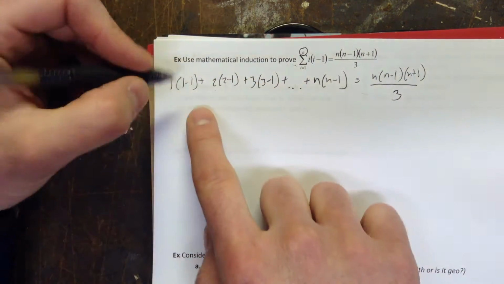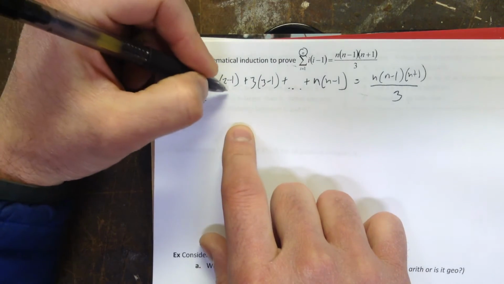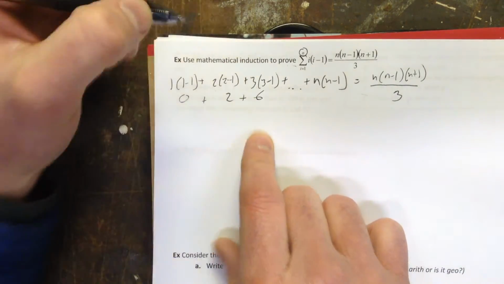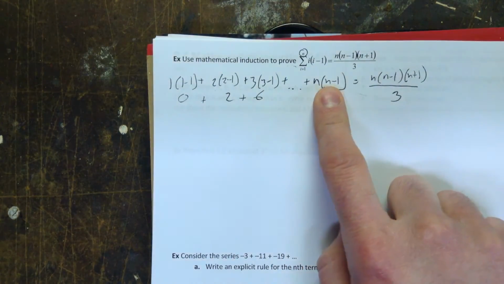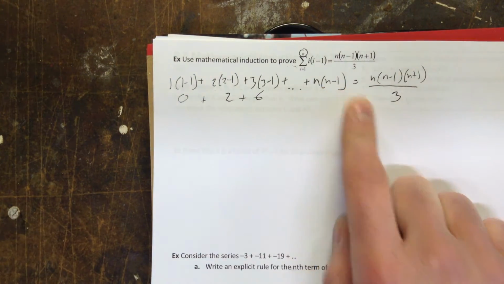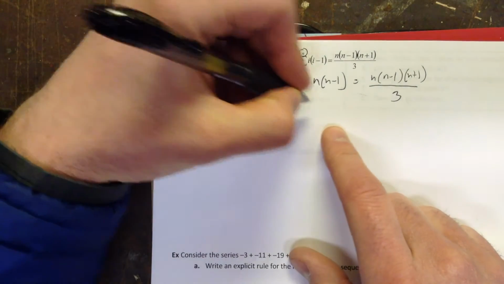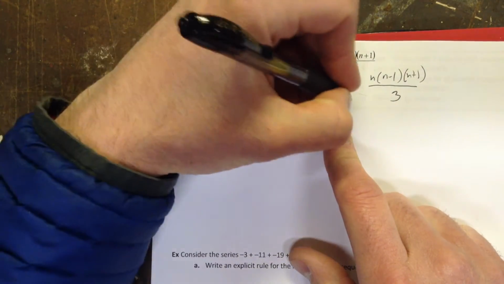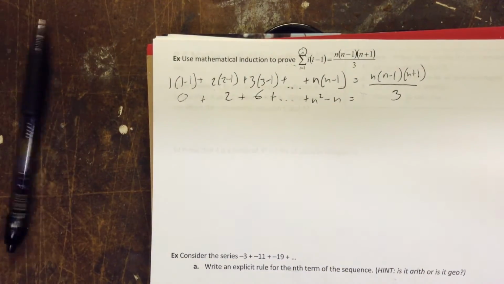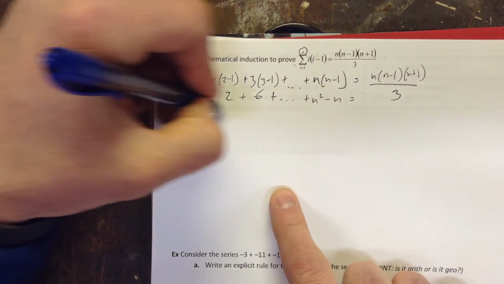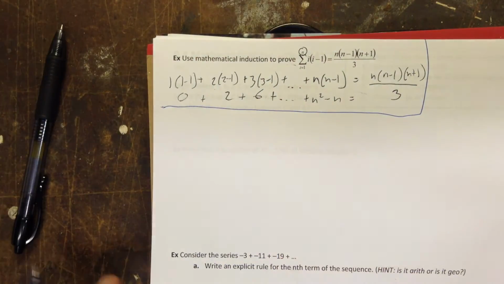Once I mentioned before, some people like to simplify these, and if you want to do that, that's totally fine. This first one is a 0, and the second one is a 2, and the third one is a 6. And over here, that's n squared minus n, but if you don't want to simplify them, you don't have to. That's your choice. So you can do whatever you want. Let's start with our proof. Our proof is going to be following the same steps that we used last time.